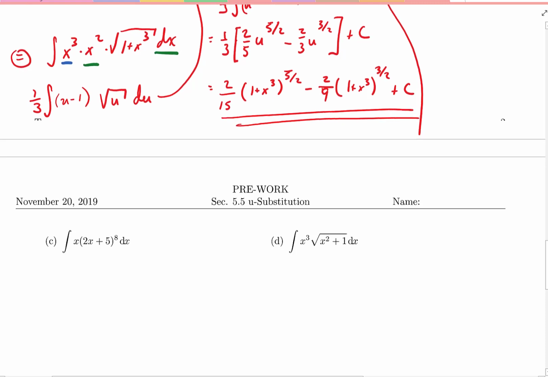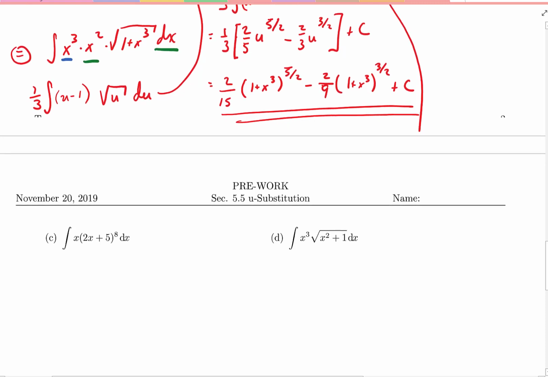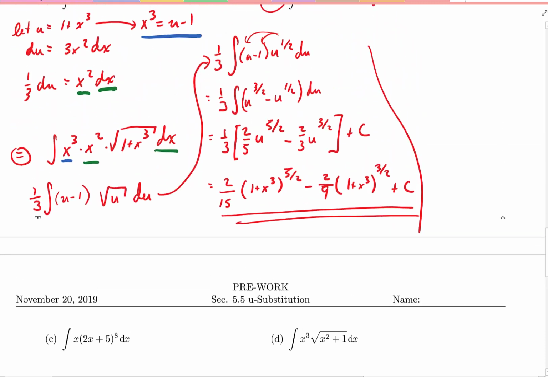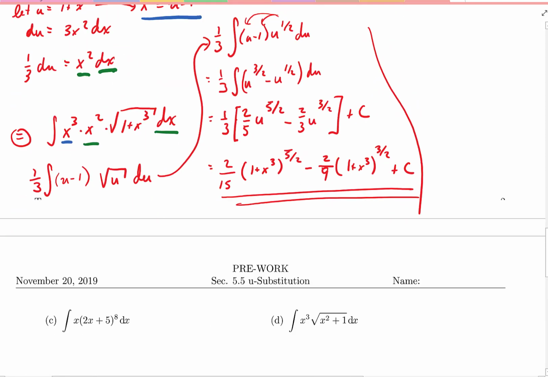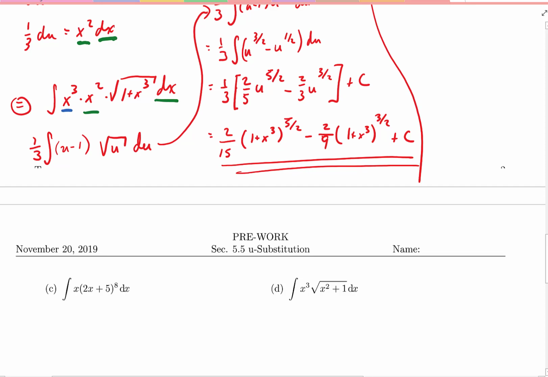Oh, and I'm going to have you guys try C and D as well. Are those the same problems? No, they're not. They're different. Good. I'll let you try C and D as well.